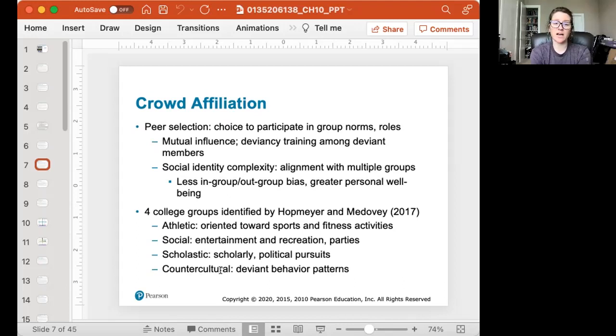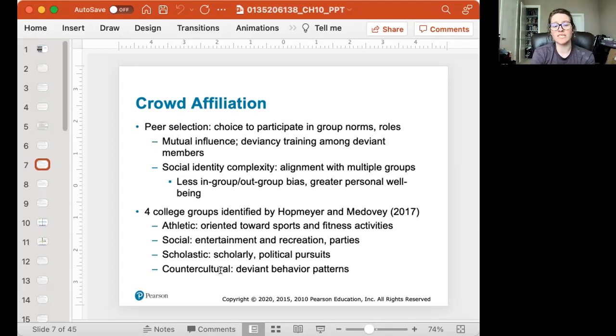that were kind. In terms of social identity complexity, there's less in-group, out-group bias and greater personal well-being. So less bias about being inside of a group or outside of a group. And there's a greater focus on me being okay, the self being okay.